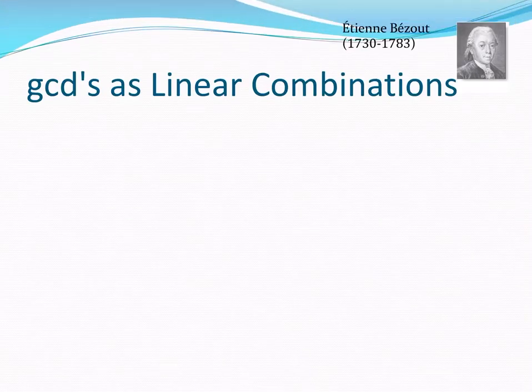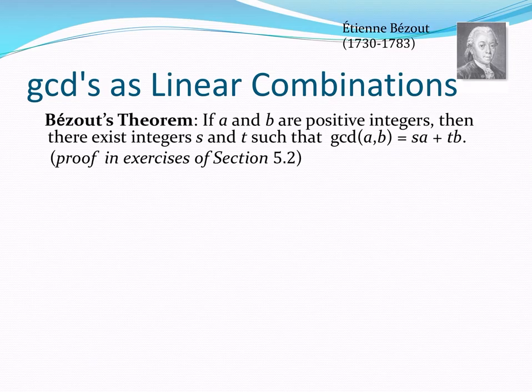This is Rosen, section 9.3 on primes and greatest common divisors. Here we encounter the concept of writing greatest common divisors as a linear combination of the two integers in question. This is known as Bezout's theorem. We don't prove it here, but if we have a and b positive integers, then we are able to write the greatest common divisor as a linear combination of those two integers with integer coefficients s and t.